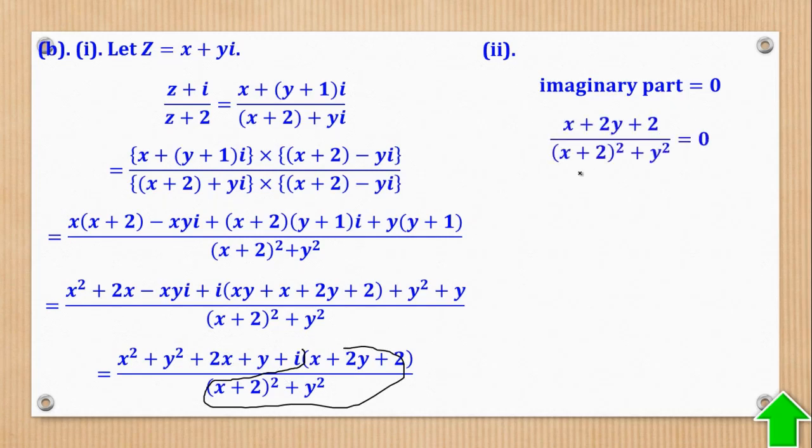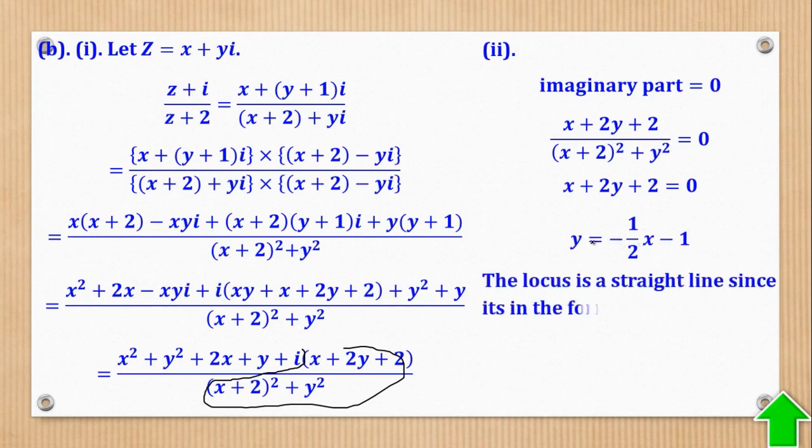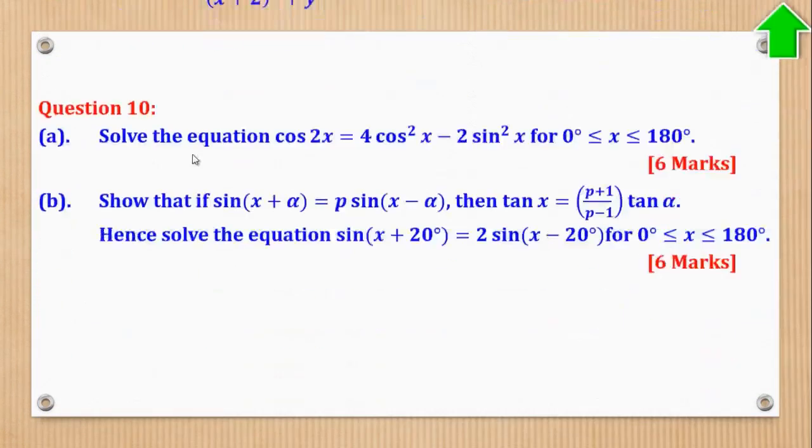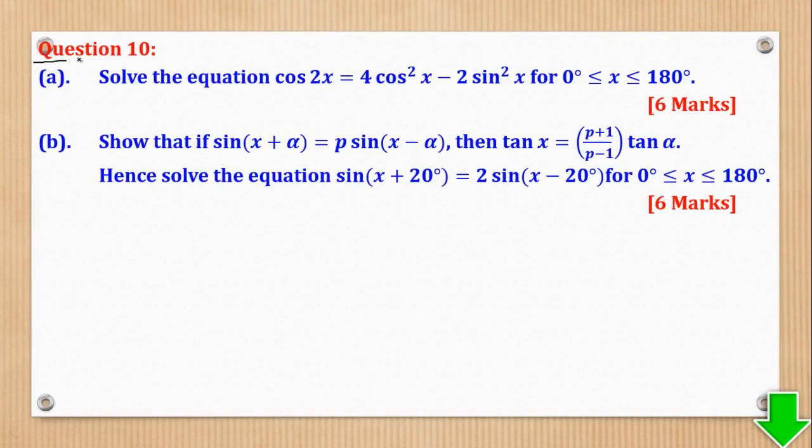So it is 0, you cross multiply, then you can make y the subject, and that will be the equation of the line. So it is a straight line because it is in the form y equals mx plus c. Then they told you to state the gradient, so the gradient will be -1/2, and that's what they wanted. So that was question 9. Now we shall go to question 10.